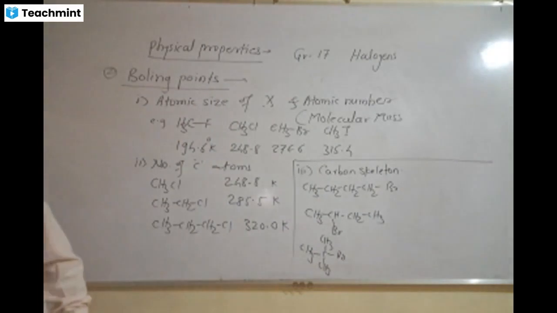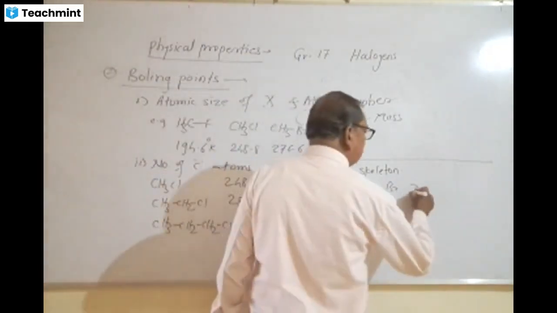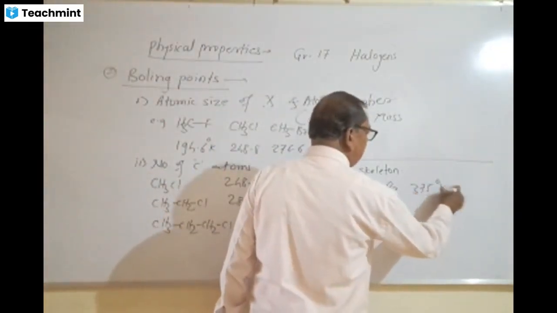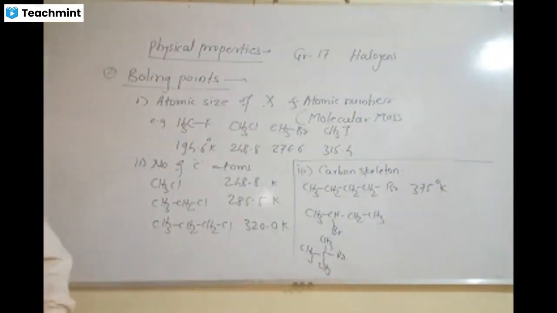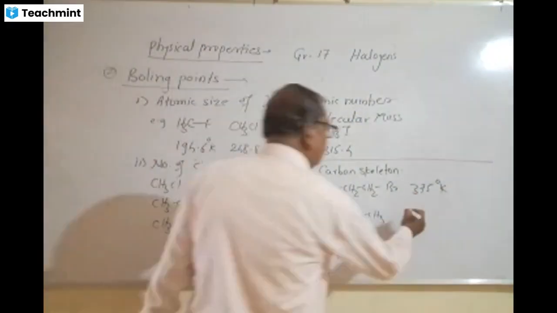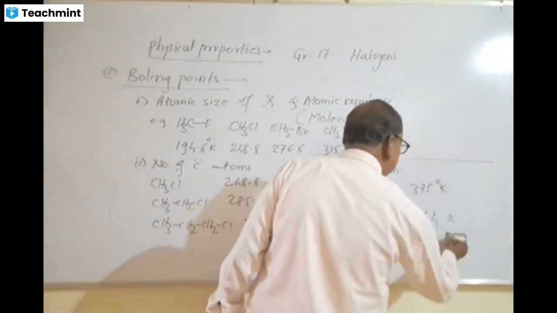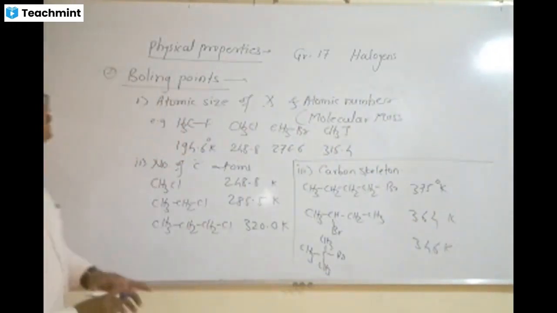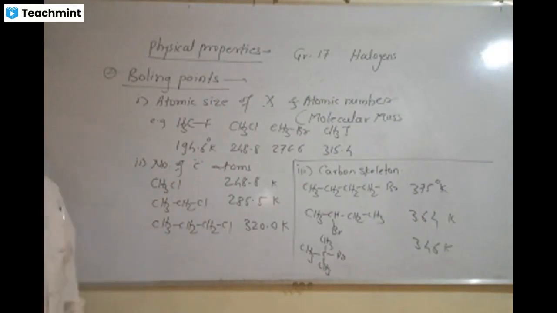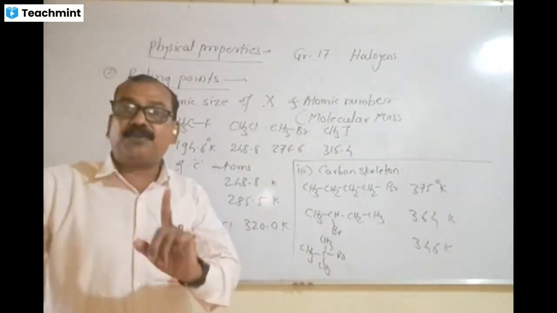For example, boiling point of first compound is 375 Kelvin. Second compound 364 and third 346 Kelvin. Second physical property, boiling point. Second physical property समजले का?